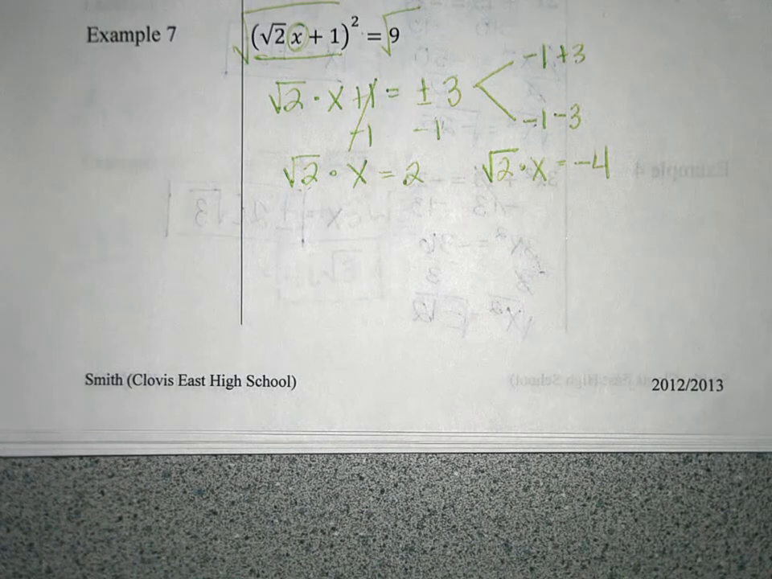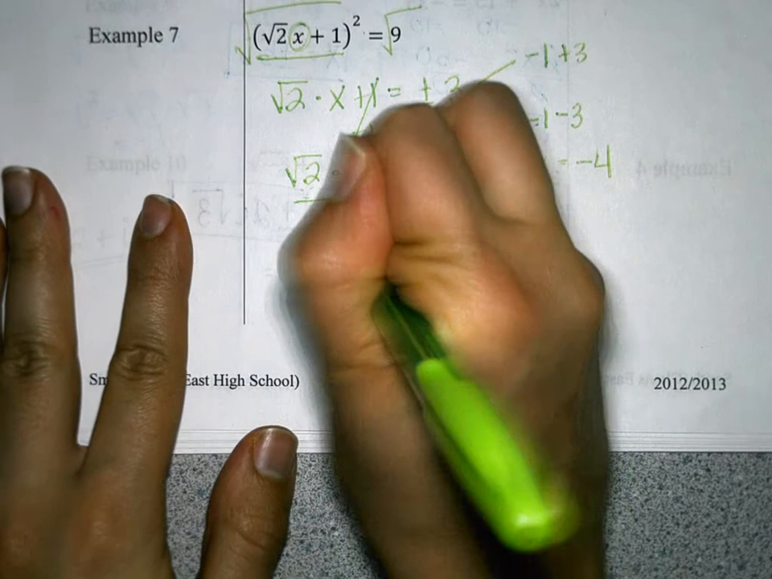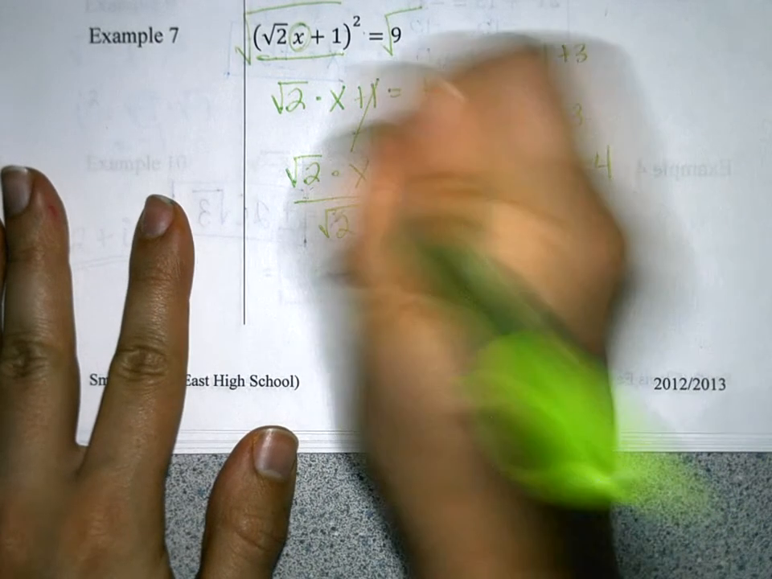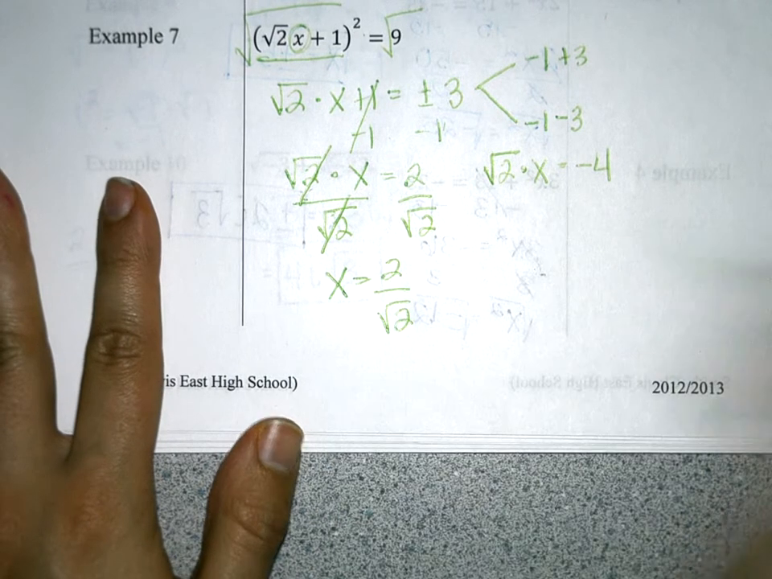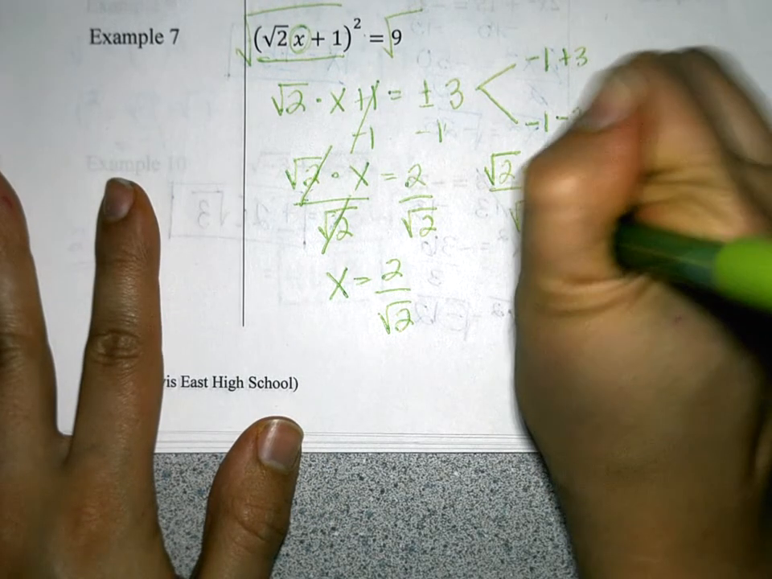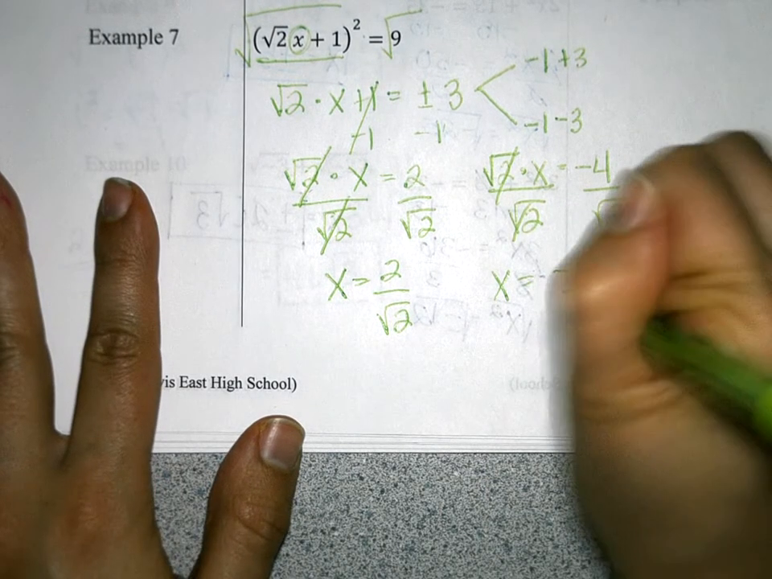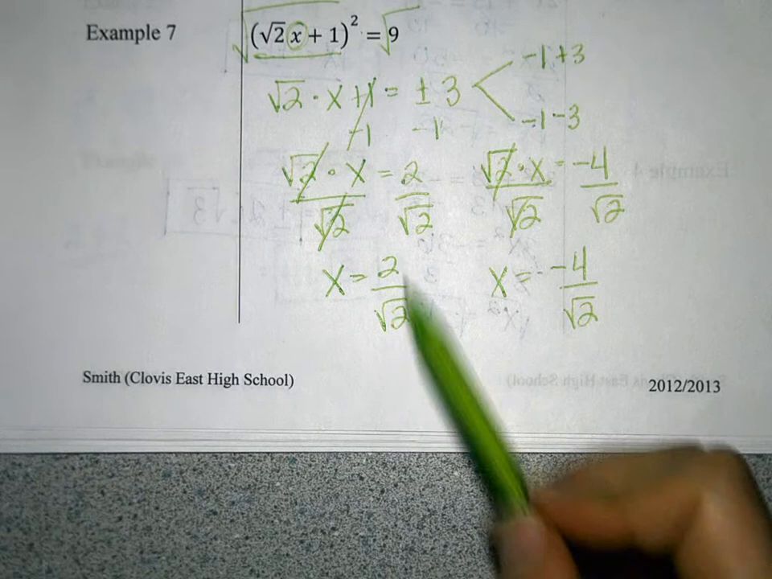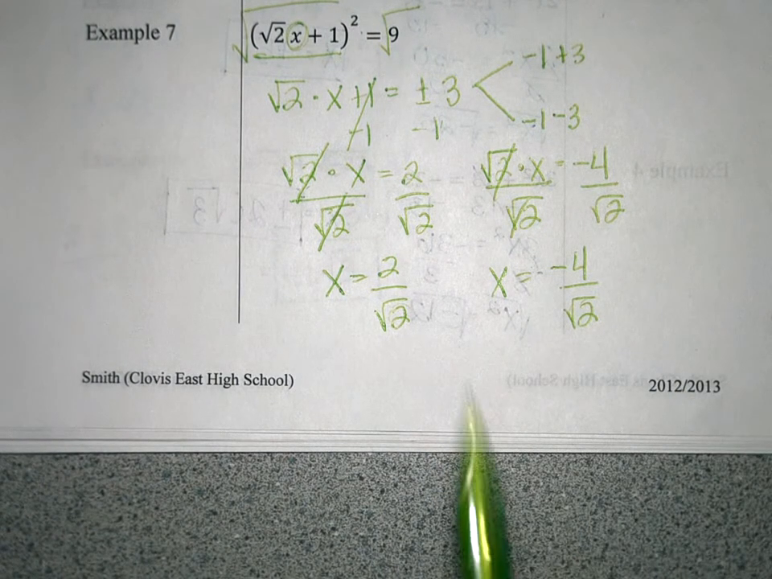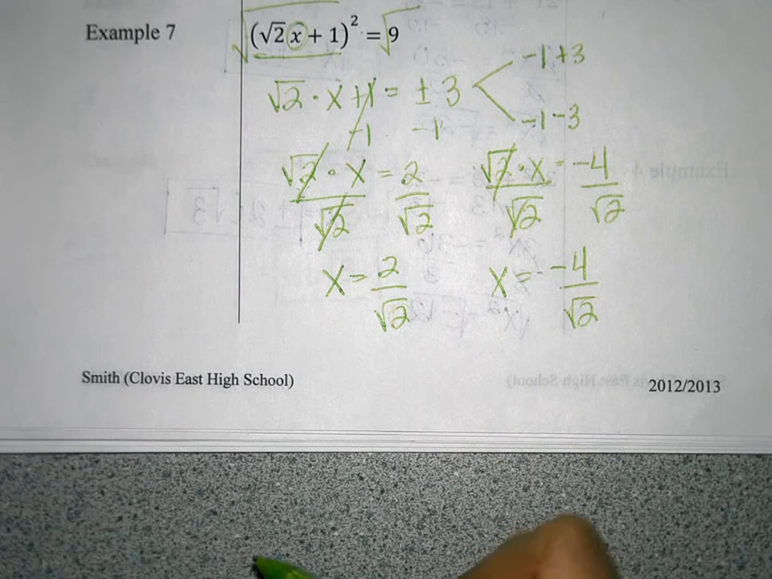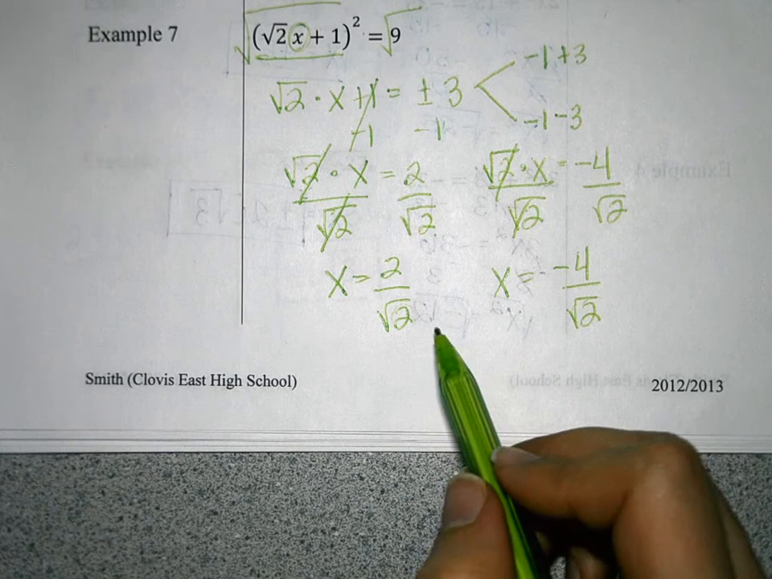So then we want to solve for x for each one. So since this root 2 is being multiplied, let's divide both sides by square root of 2. And that gives me x equals 2 over root 2 and x equals negative 4 over root 2. Now I can't simplify or reduce either of those because this is a root 2 inside, and we can only simplify the stuff that's outside the square root. But if you notice, I have a square root in the denominator, which is definitely not allowed.